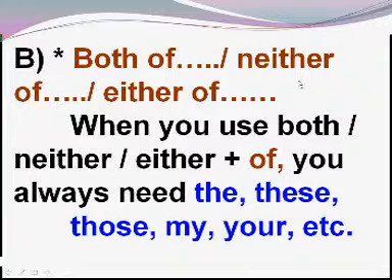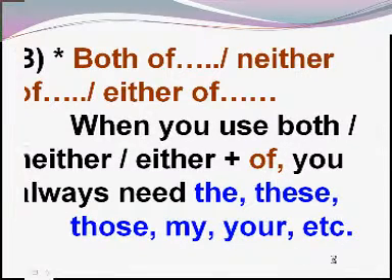As for both of, neither of, or either of, when you use both, neither, either, and you add of, you always need the, these, those, my, your, etc. I mean any possessive pronoun. Okay? So whenever we have of, we usually have one of these words: the, these, those, my, your, or any other word.